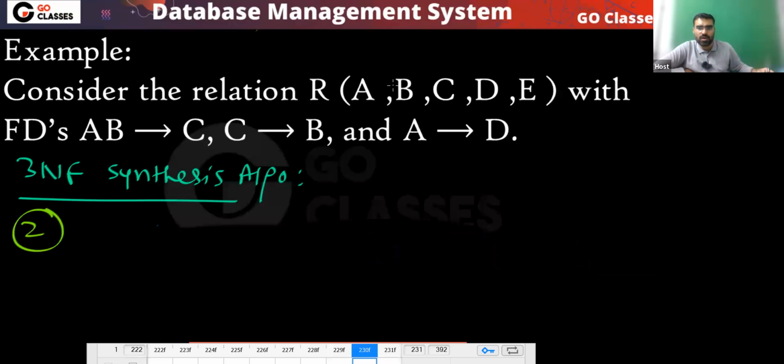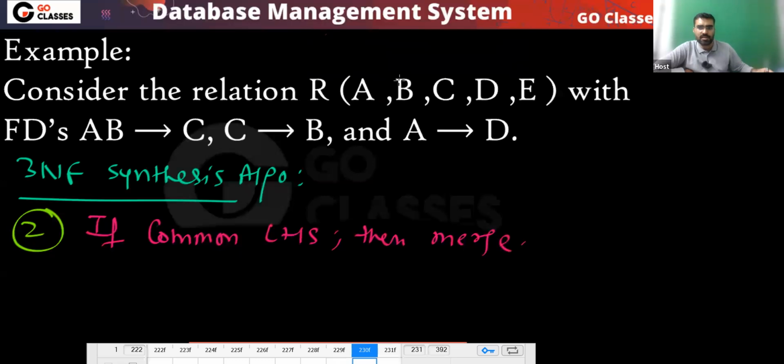Step number 2: if you have common LHS, then merge them. There is no common LHS, right? If common LHS, merge. But there is no common LHS, so you don't have to worry about it. What is step number 3?